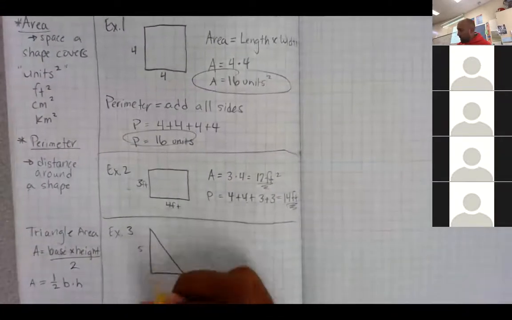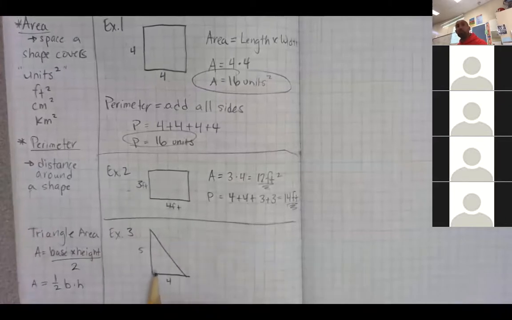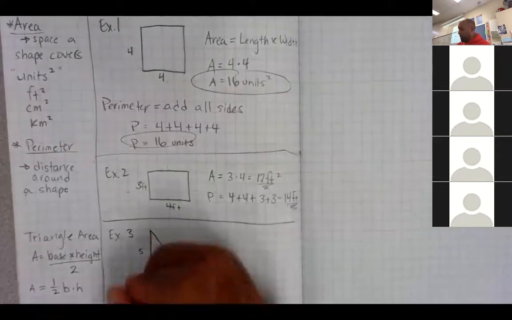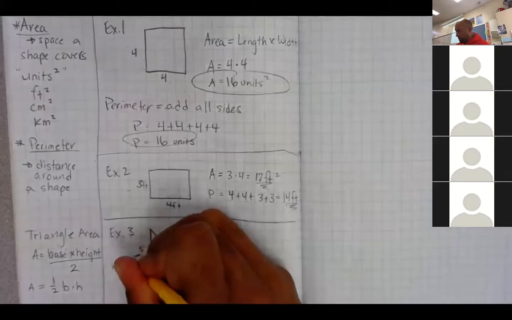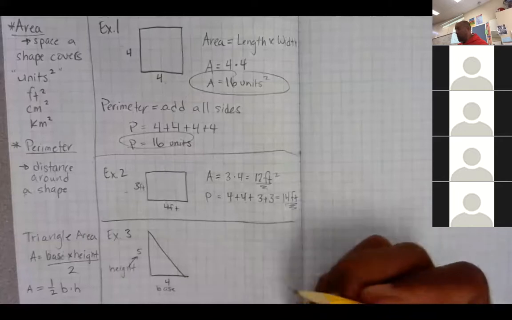So here would be 5, here would be 4. And if you guys notice, it is a right triangle. It's not important, but it is good to know. And here, the height is 5. The base over here is 4.